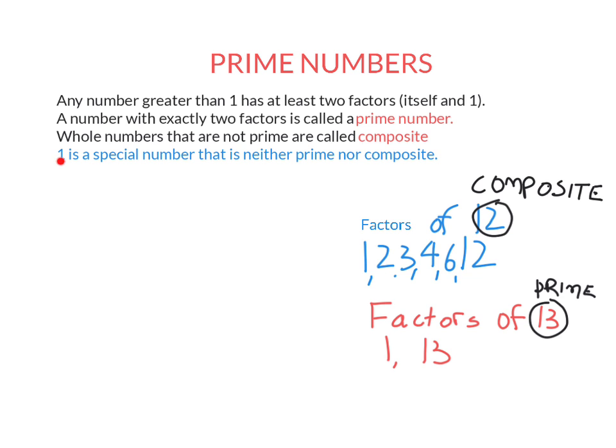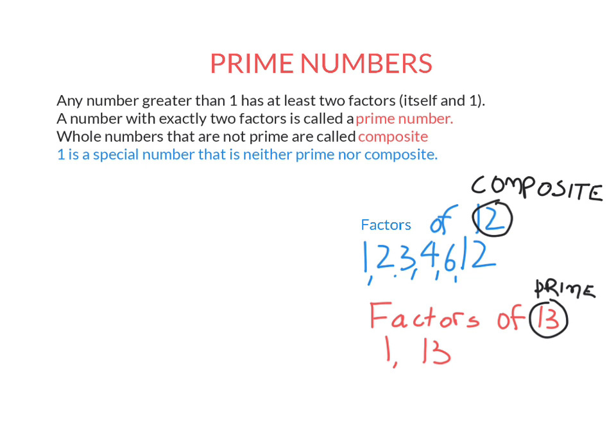Now just note, 1 is a special case. It's neither prime nor composite. That's because a prime number needs to have two factors. 1 only has one factor, itself. So that's why 1 is not prime. It's definitely not composite because it doesn't have heaps of factors.